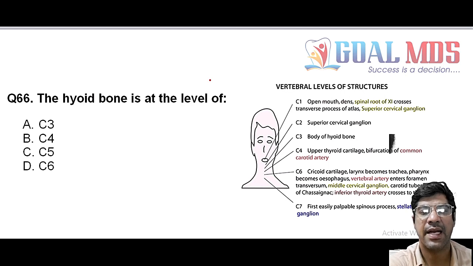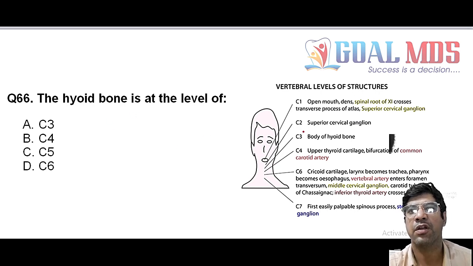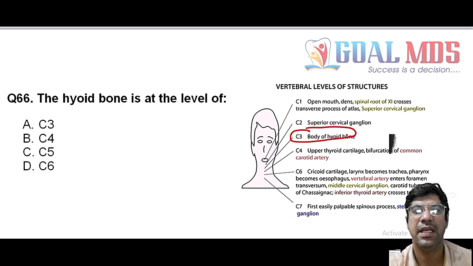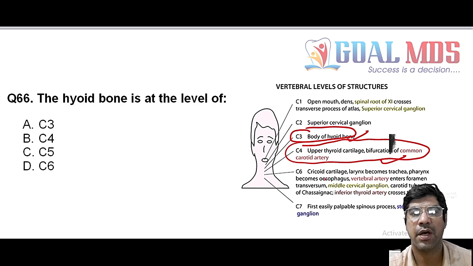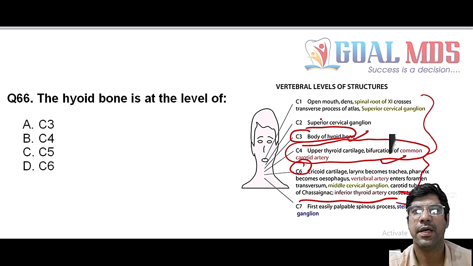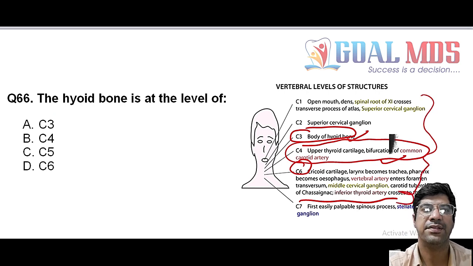The hyoid bone, remember these points. The body of the hyoid corresponds to the C3 cervical vertebra. The thyroid gland is located below the hyoid bone between C4 and C5. The cricoid cartilage lies just below the thyroid cartilage at the level of C6 cervical vertebra. So remember all these vertebrae. The answer is A.